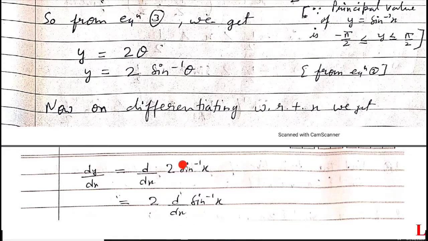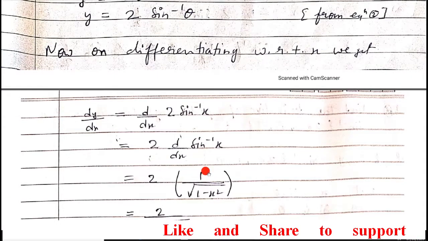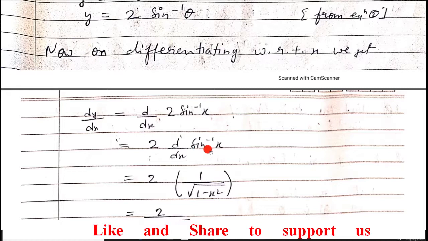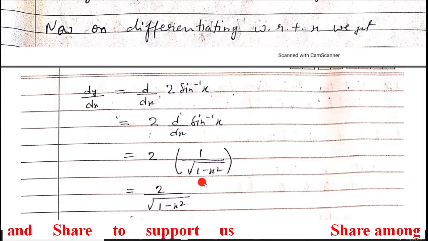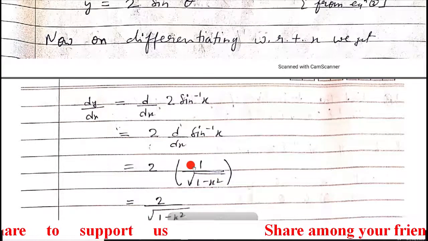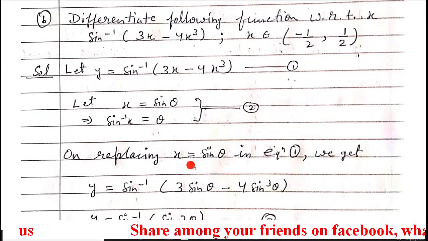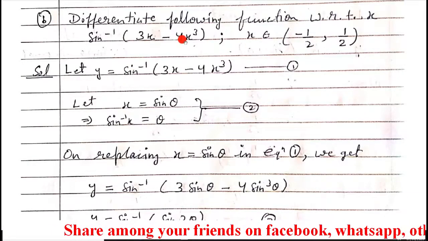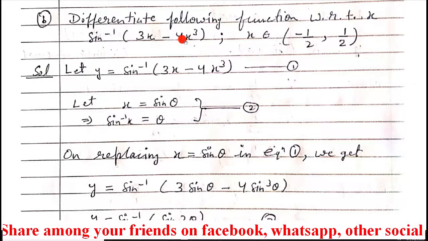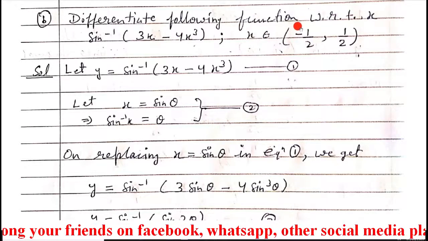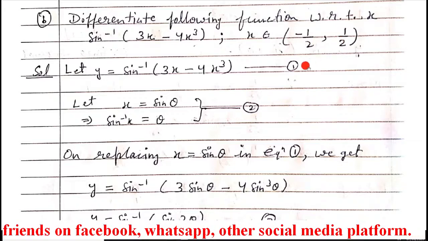Now we will differentiate it with respect to x. So derivative symbol will come here also and derivative symbol will come here also. Here instead of theta, x should come. Now we will differentiate, and you know the sine inverse x differentiation formula is 1 upon root 1 minus x square. So hence this first part of question 1 is completed. Now we will move to the second part of question 1. Here we have to differentiate it again with respect to x, and this time x belongs to minus 1 upon 2 and 1 upon 2.